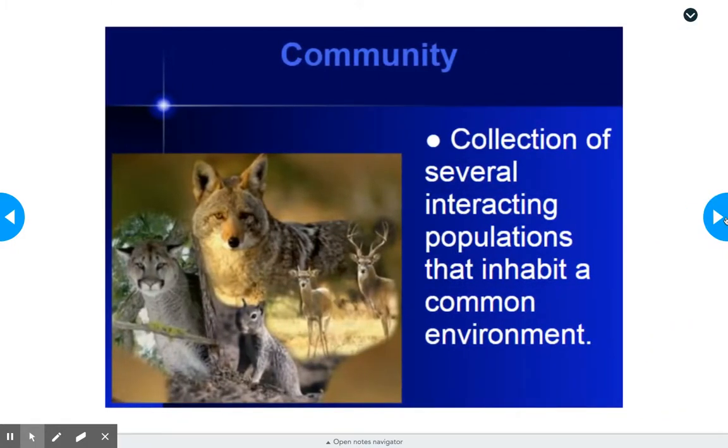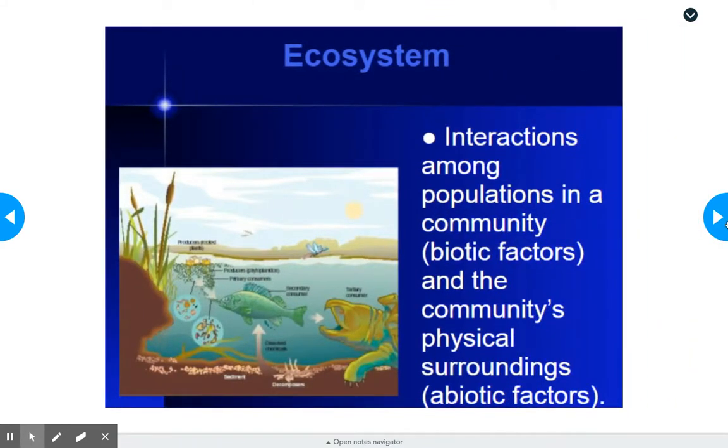Then you have a community. That's several interacting populations that inhabit one environment. So here you see a bunch of different populations, a squirrel, a wolf, a cougar, some deer. Those are all different populations, but they live in the same common environment. So that makes up a community. Then, of course, we have the biggest component, an ecosystem. So interactions among populations in a community, those are the biotic factors, and the community's physical surroundings, abiotic factors, all come together to make an ecosystem.